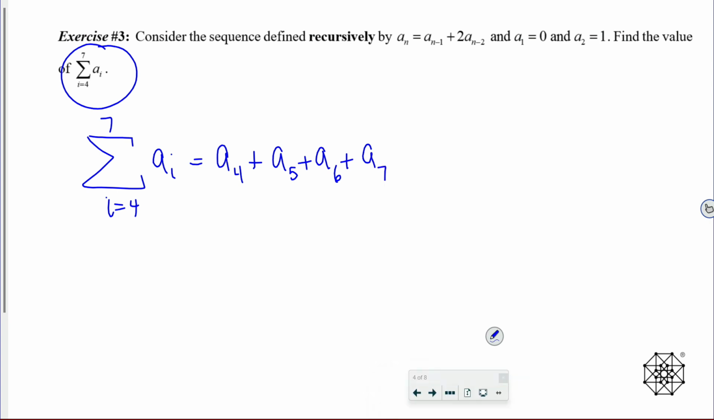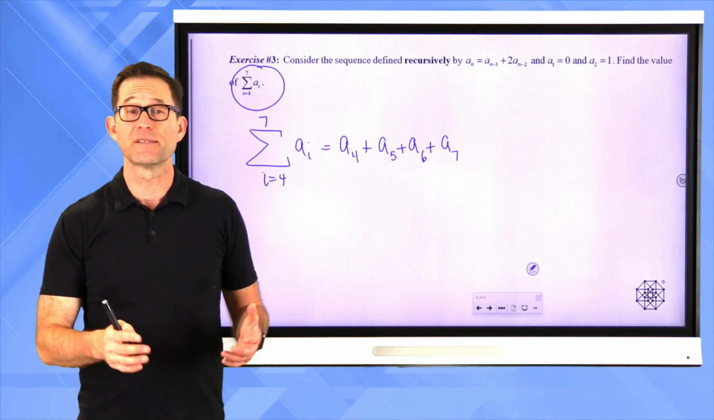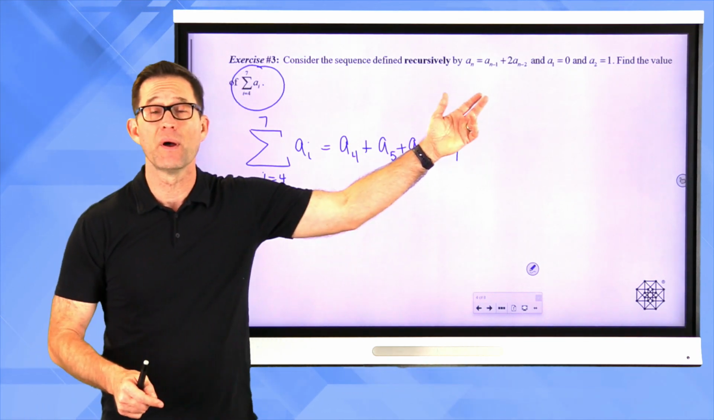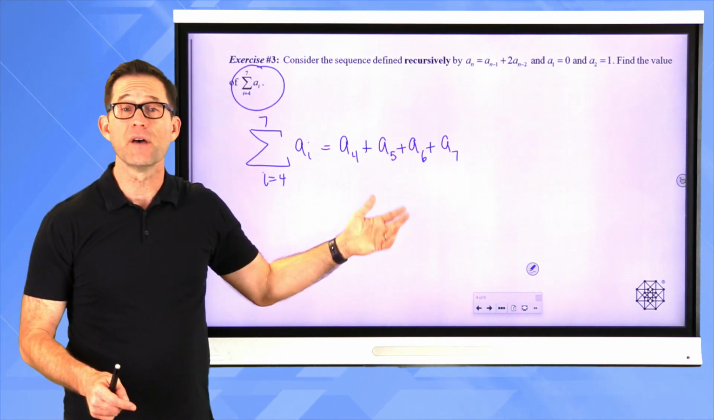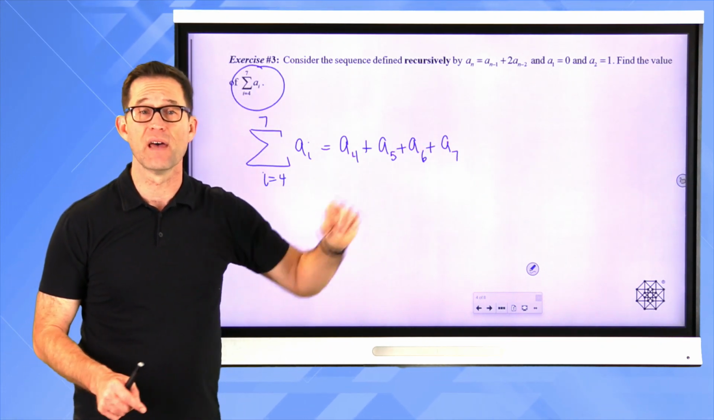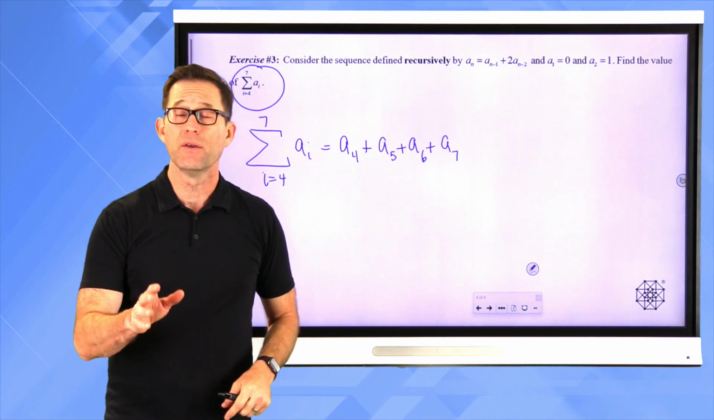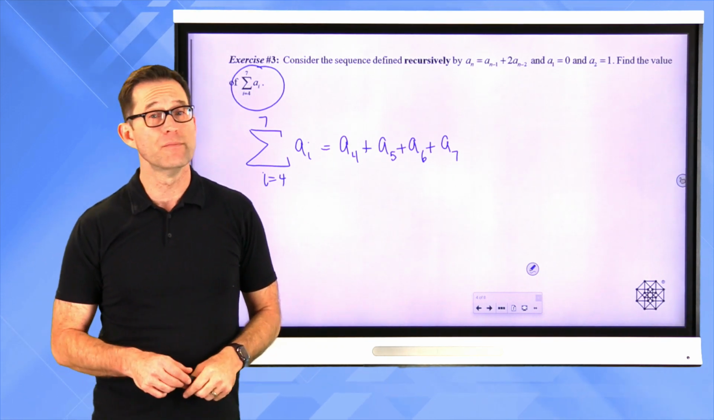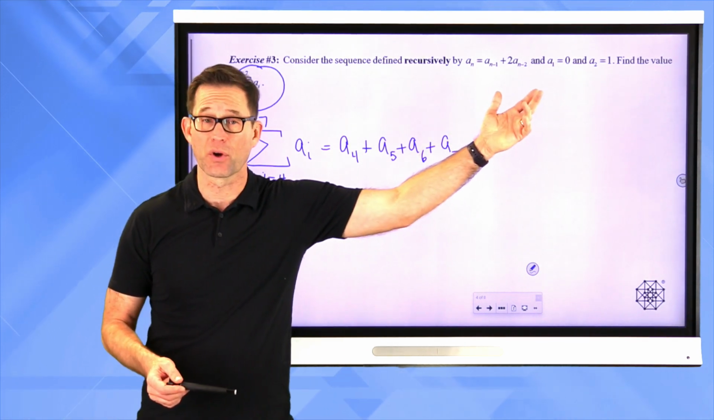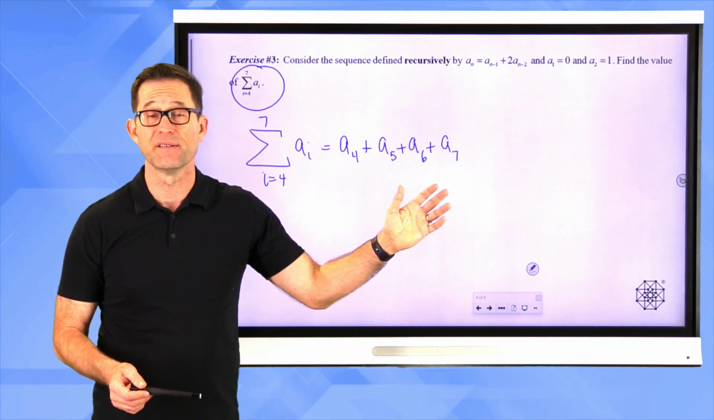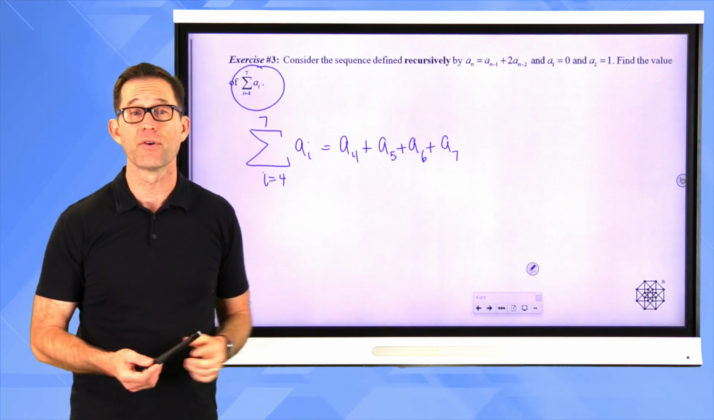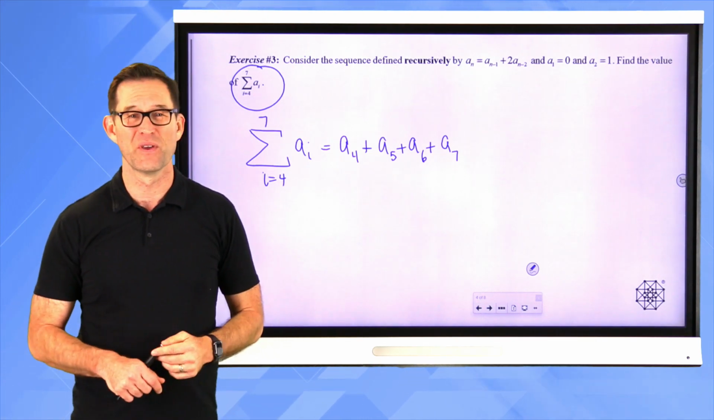So what this summation is telling me is, given that I have a sequence defined recursively like this, give me the sum of the 4th, 5th, 6th, and 7th term. So what I'd like you to do right now is pause the video and see if you can use this recursive definition to produce a4, a5, a6, and a7, and then add them together. Pause the video now and see what you get.